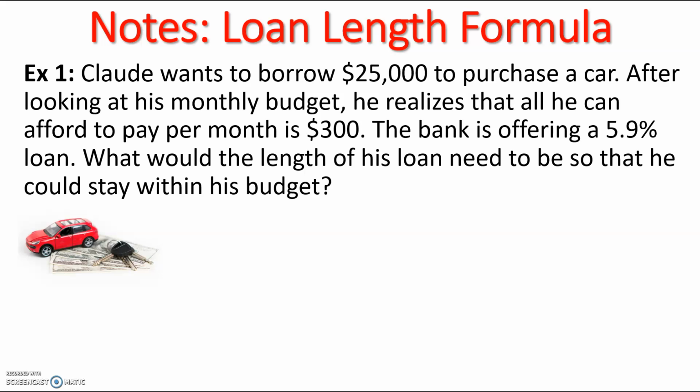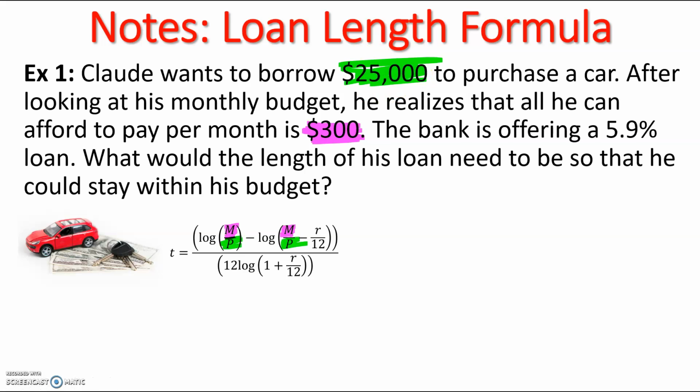Okay, so let's take a look at our formula. So we're going to be using this time formula, right, which is just a modification or adaptation of our monthly payment formula. So we've solved for t. And the first thing we want to do is identify what we know. So let's start with what is our monthly payment? If we look closely, we can see here that it says we're paying per month $300. That's all that Claude can afford. So that's going to be our m. And the next thing we want to find is our principal. How much is actually going to be borrowed? We can see here that's $25,000. So that's our principal or p.